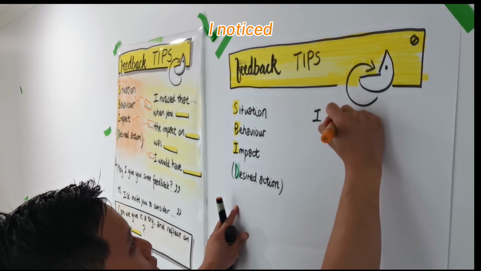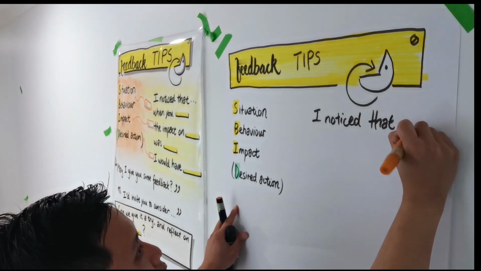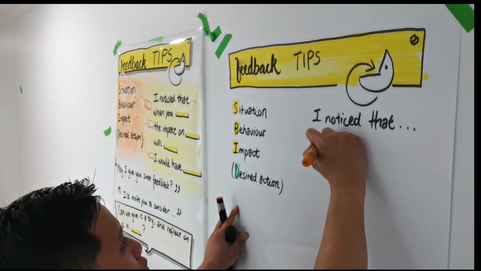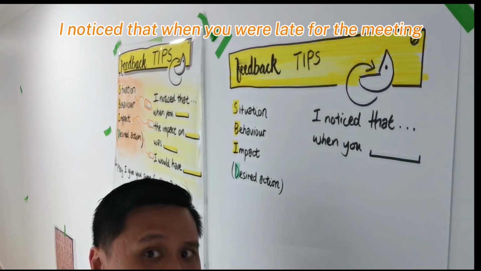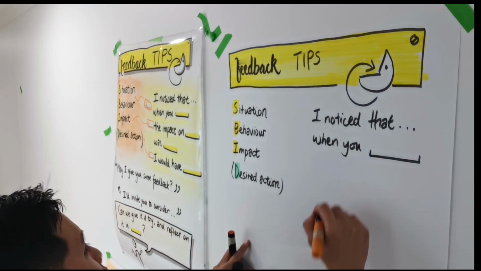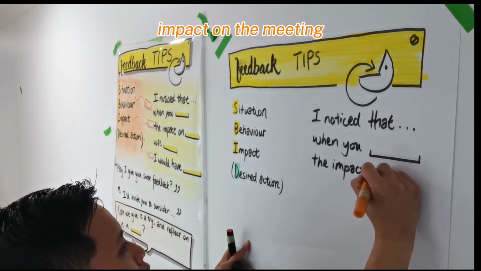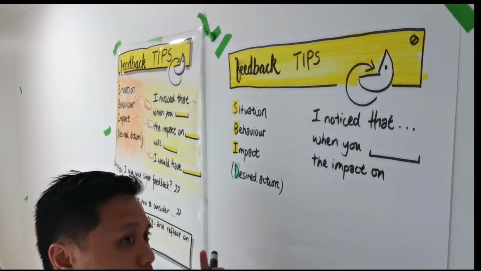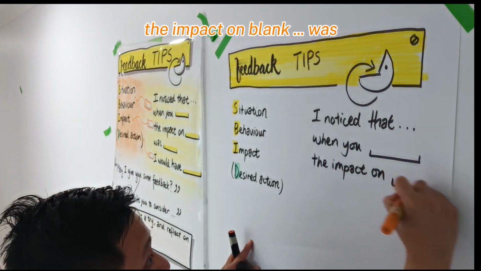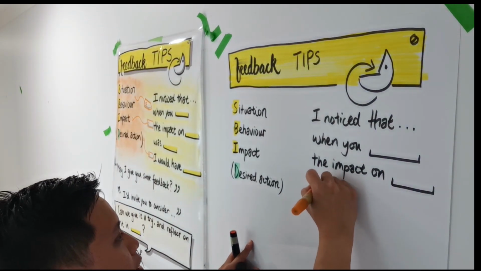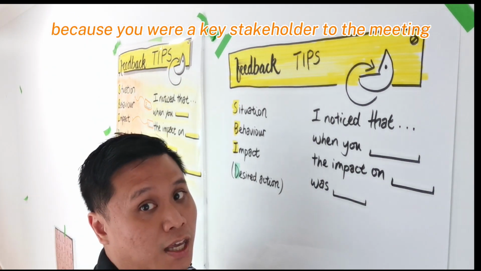I noticed that... What is it you noticed? When you did something, I noticed that when you were late for the meeting, the impact on the meeting, the object or the people or the team, the impact on blank was that we couldn't start the meeting because you were a key stakeholder to the meeting.